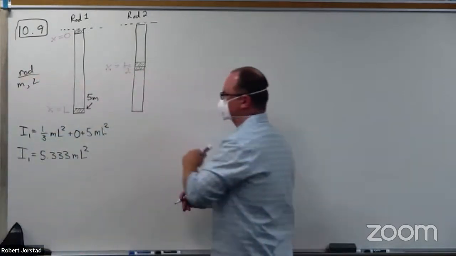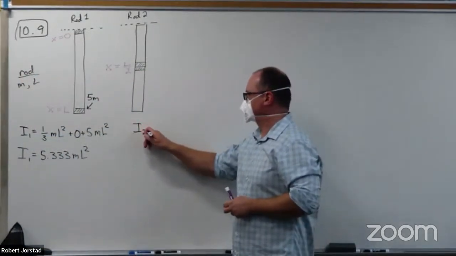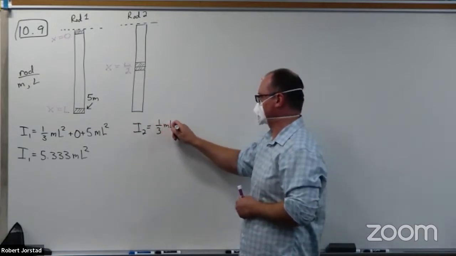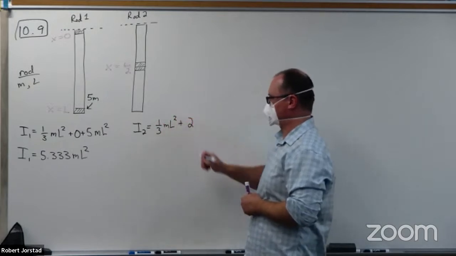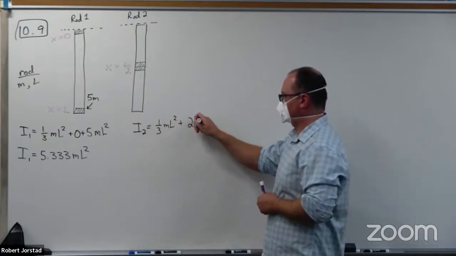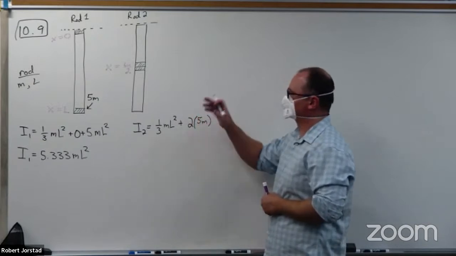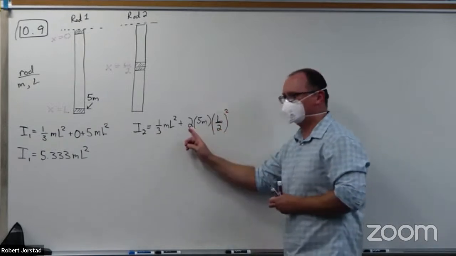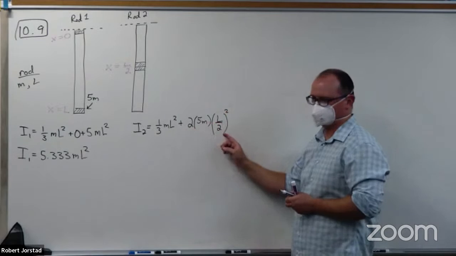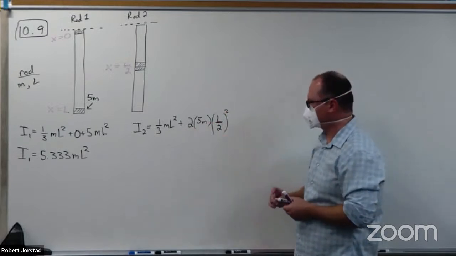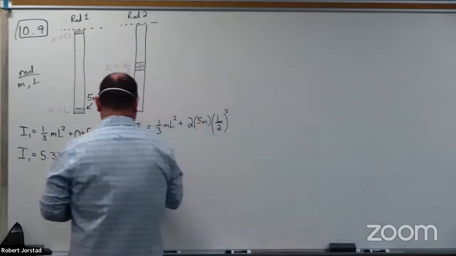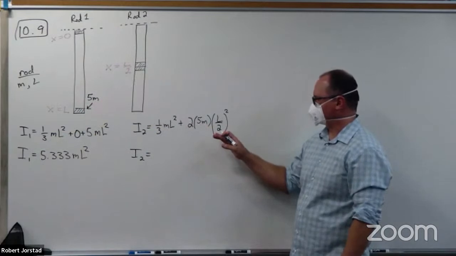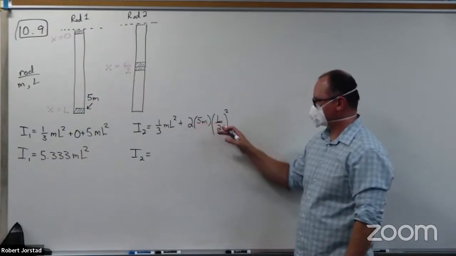Whereas over here, I still have a rod. It's at its end, so I get a 1/3 ml squared. I get 2 point mass terms. The mass of each point mass is 5m, but the length is L/2, and that gets squared. And so the 2 from doubling it gets canceled and then some. Good? Let's go ahead and do the math real quick. What is that? 10/4.